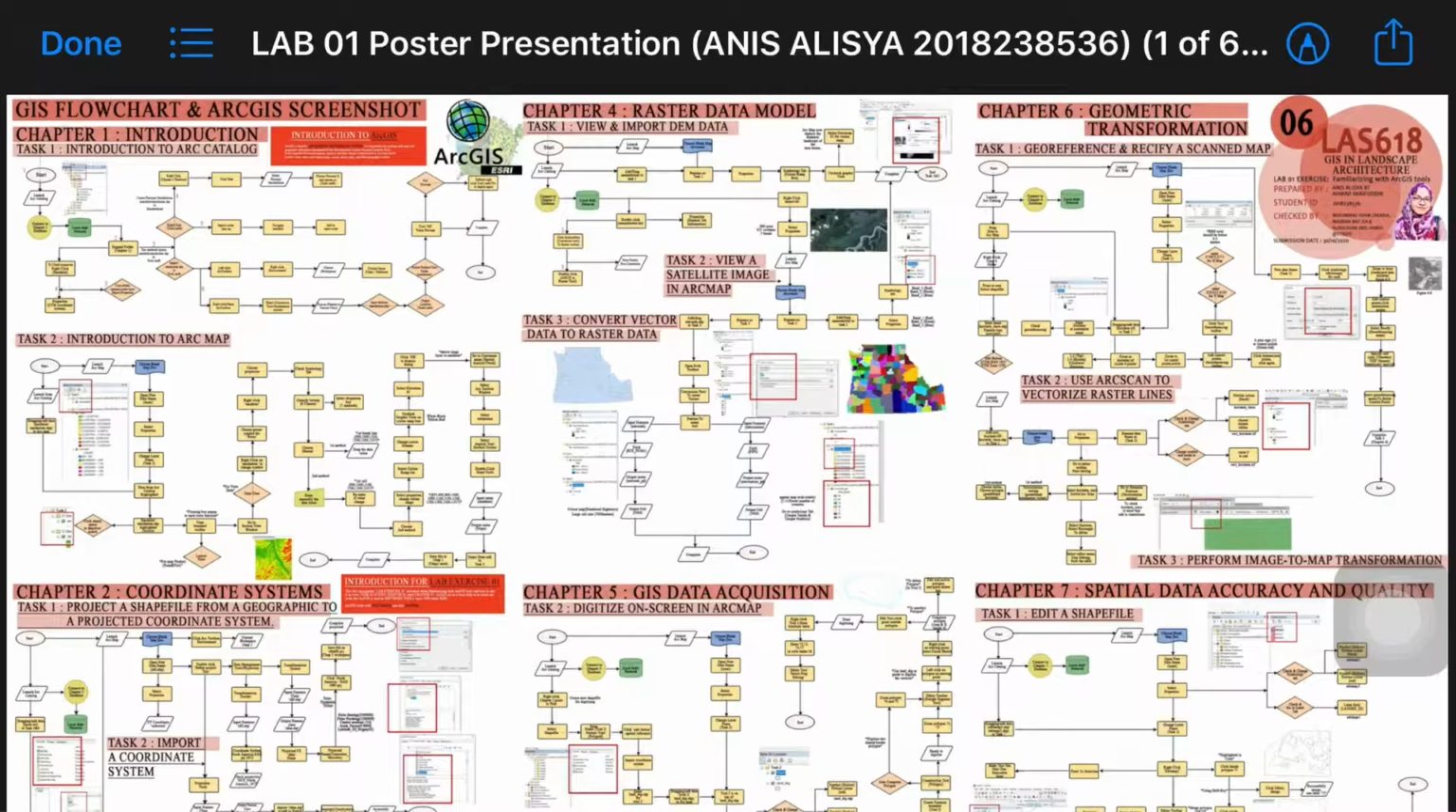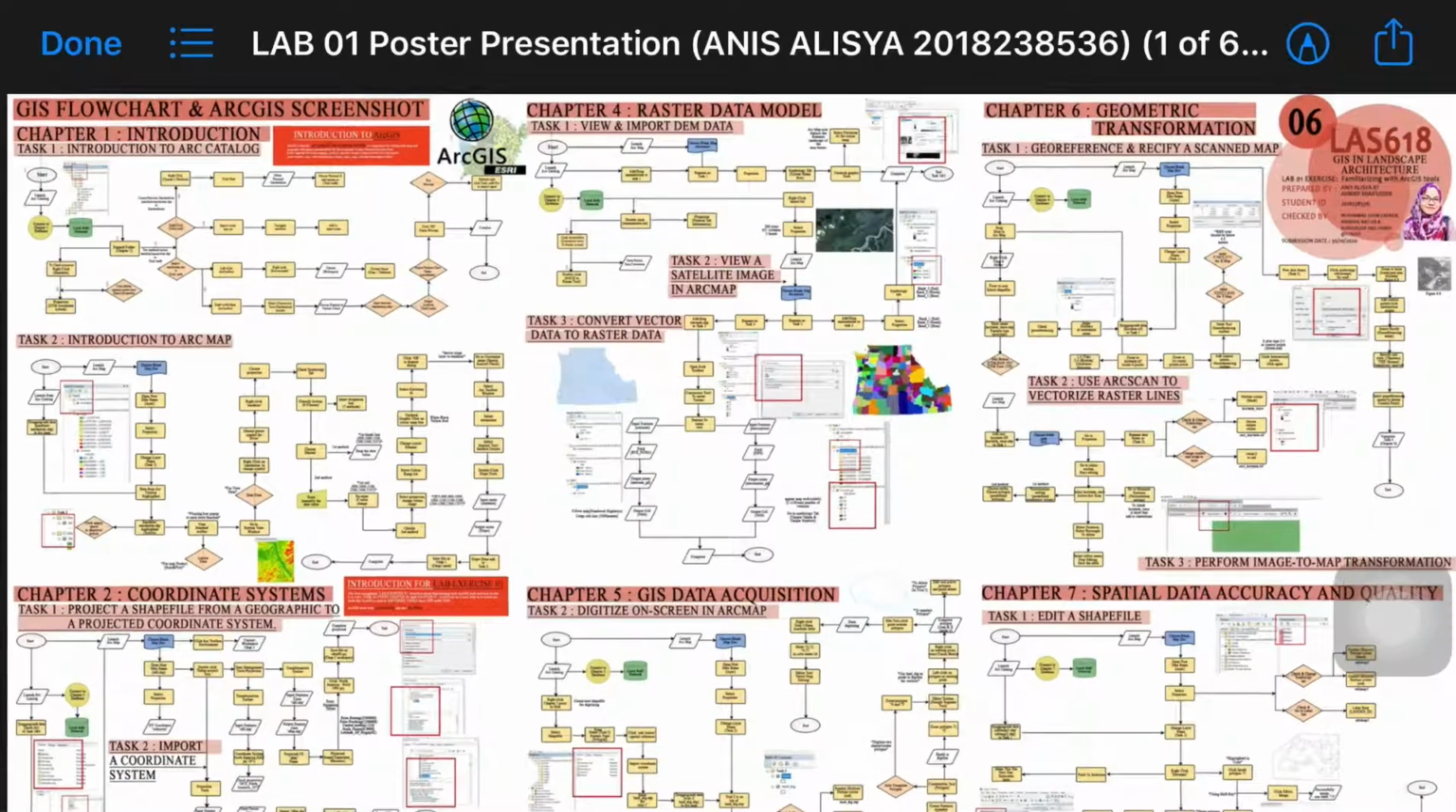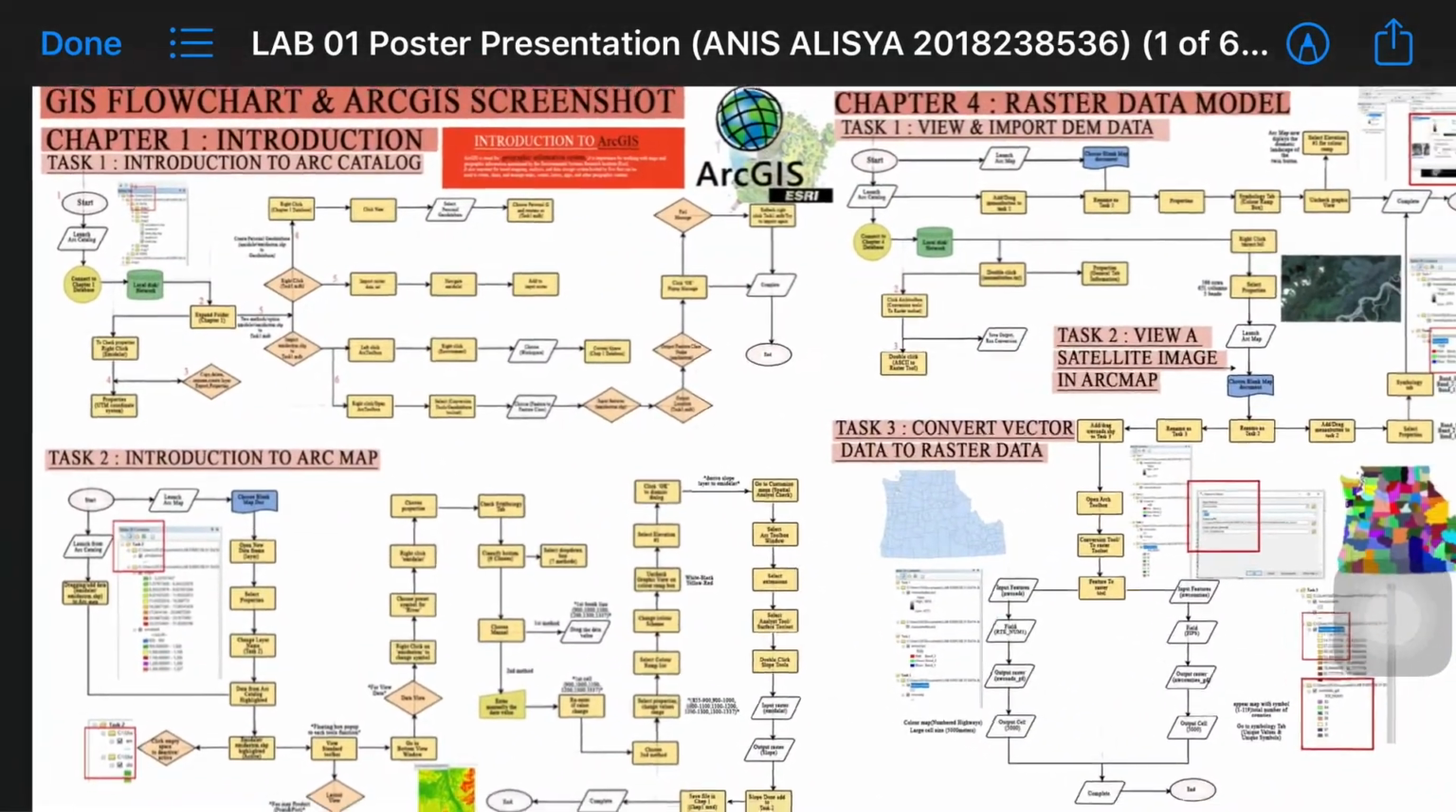So this lab 1 exercise contains 6 chapters, and I already made it in flowchart and some screenshots. For chapter 1, it is divided into task 1. Chapter 1 explains the introduction on how to use ArcCatalog and ArcMap. So we can see this chapter 1.